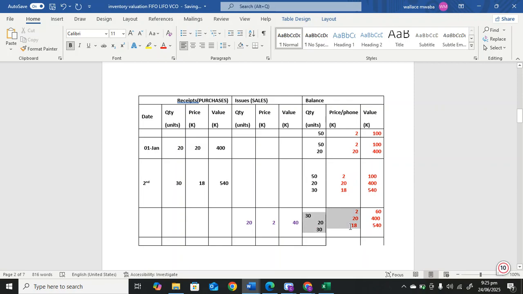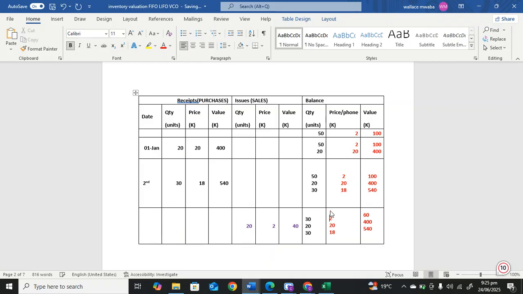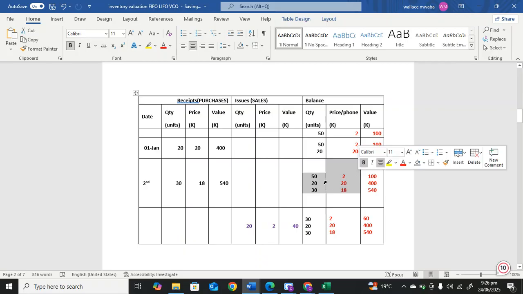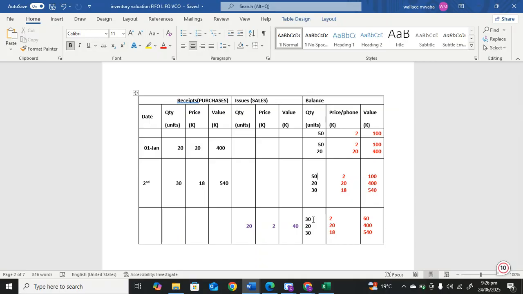Any questions, colleagues? We issued 20 units, so we're going to remove it from the batch that was there early. Have you seen these 50 units that have now remained as 30 units? Any questions before I go to the next transaction?